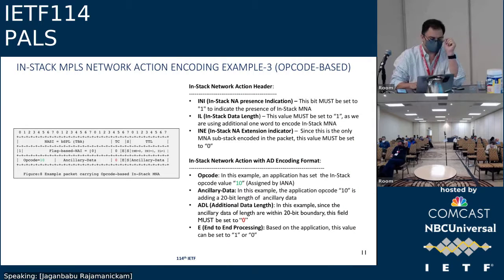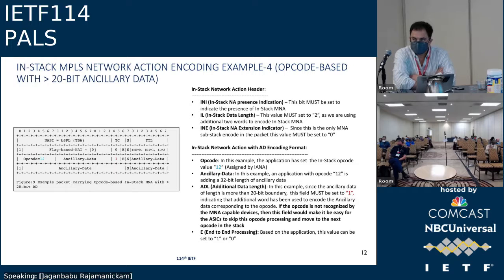Okay, so this is a third example where we are encoding a plain opcode. We don't have any flag-based here. In the example, we are encoding the opcode value 10. The application which has been assigned opcode value 10 carries its corresponding auxiliary data with it, so that all the nodes can process their network actions correspondingly. Since the application opcode 10 doesn't need auxiliary data of more than 20 bits, the ADL field is set to 0. That indicates that opcode type 10 has auxiliary data within the 20 bits offset. Next slide, please.